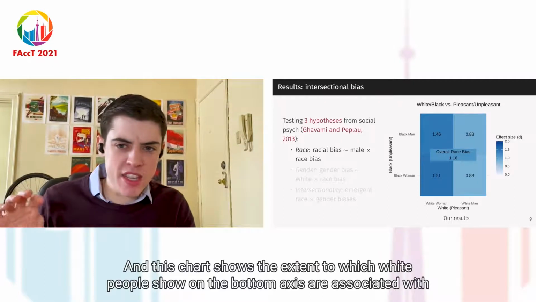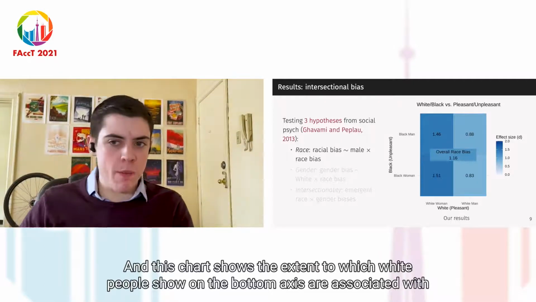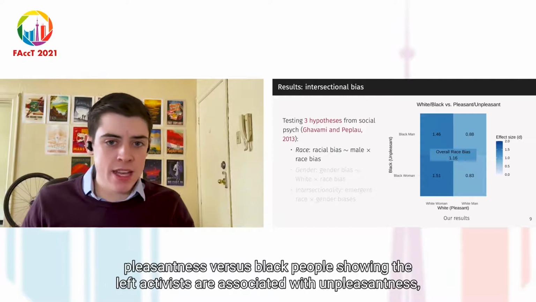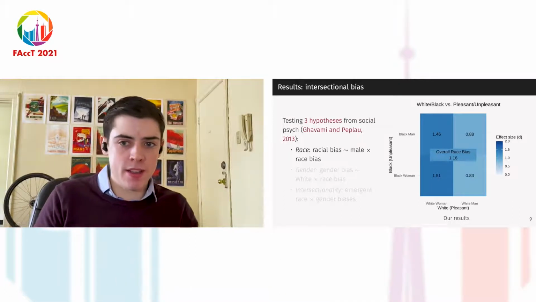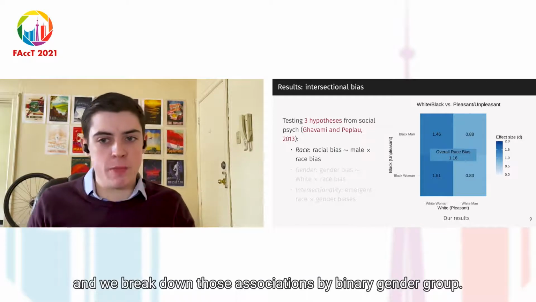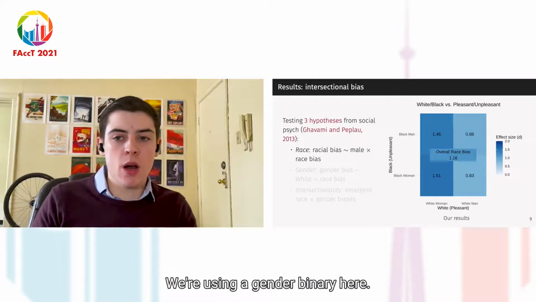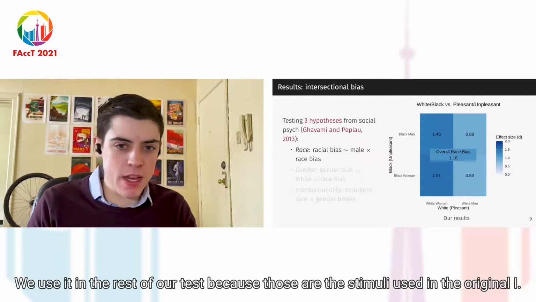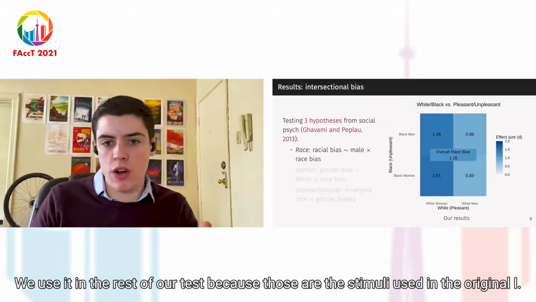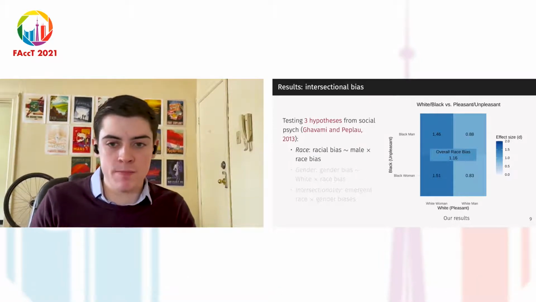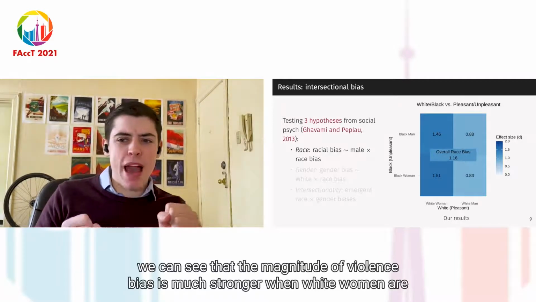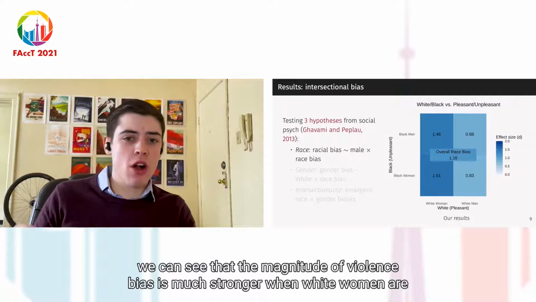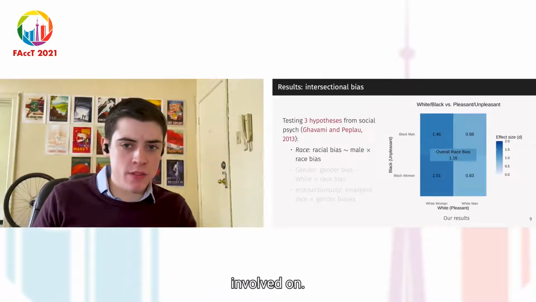And this chart shows the extent to which white people, shown on the bottom axis, are associated with pleasantness, versus Black people, shown on the left axis, are associated with unpleasantness. And we break down those associations by binary gender group. We're using a gender binary here. We use it in the rest of our tests because those are the stimuli used in the original IATs. By the darker color in the left column, we can see that the magnitude of valence bias is much stronger when white women are involved.